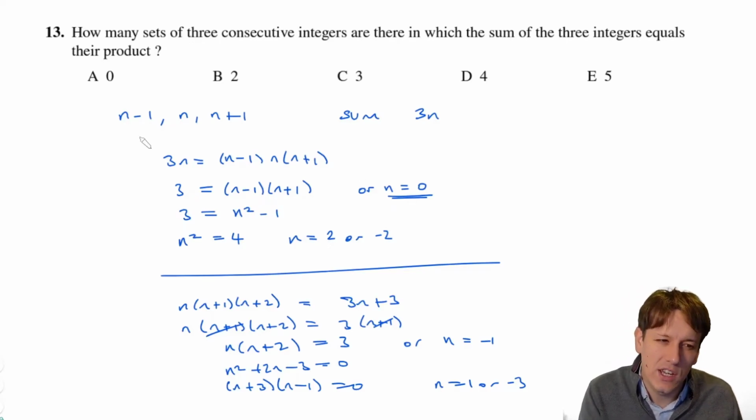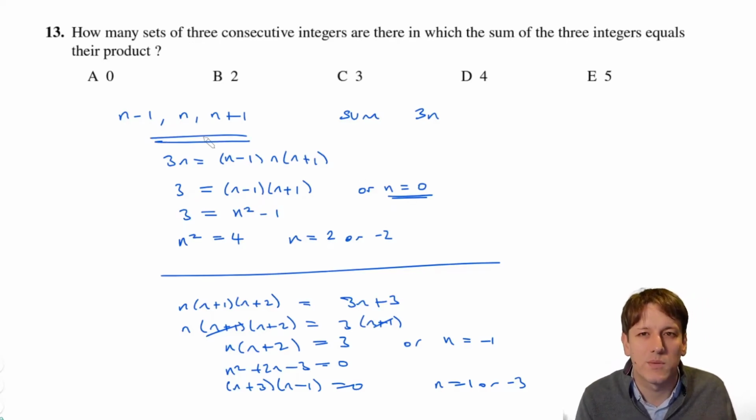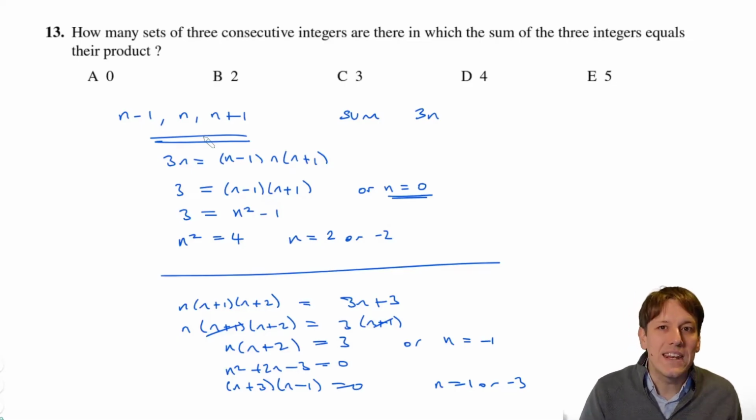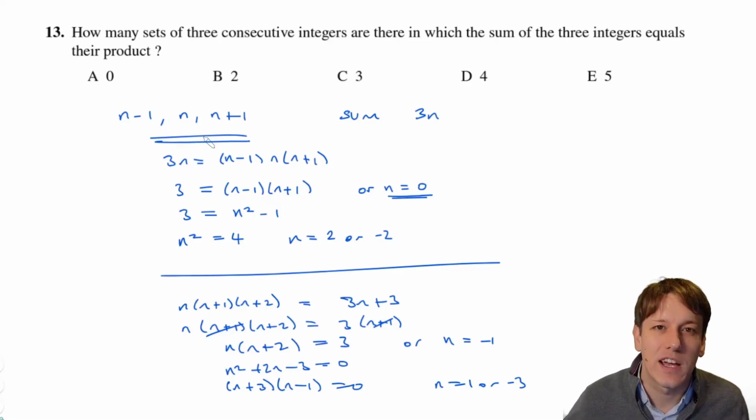So either way it's fine, but you see, using that choice of n minus 1 and n plus 1 and n as the 3 numbers really does make the algebra quite a lot simpler. So in general, if we have consecutive integers, if you can center them on n, you can often save yourself a lot of time like that.